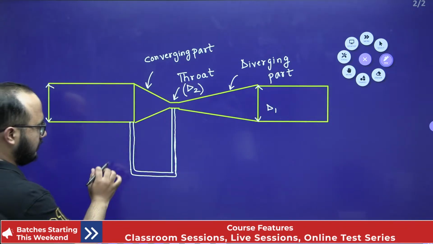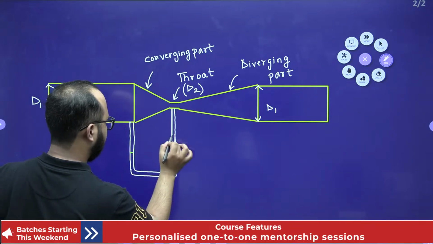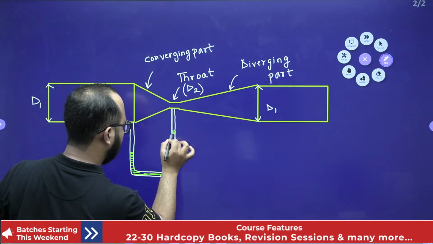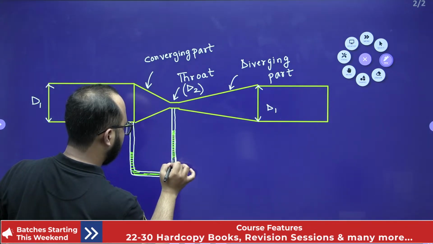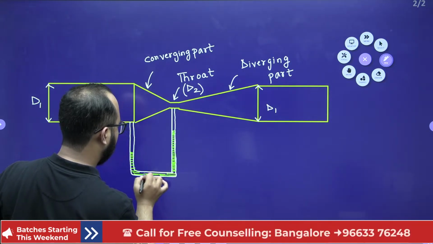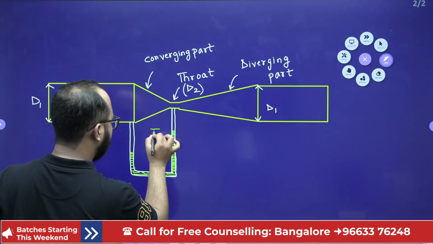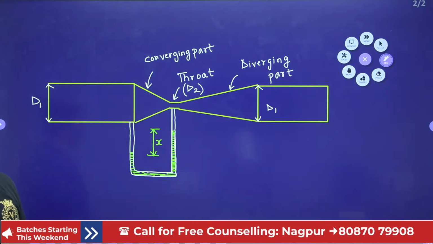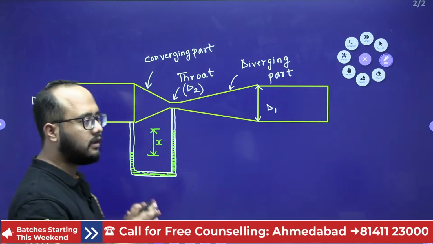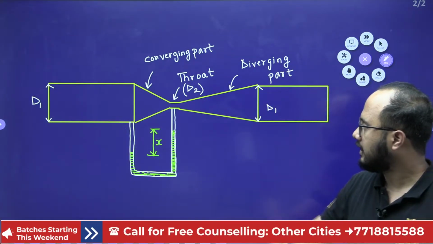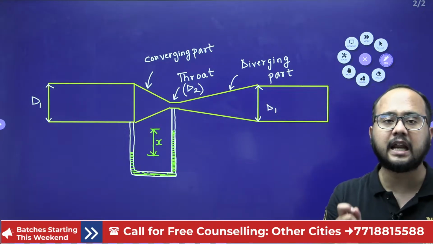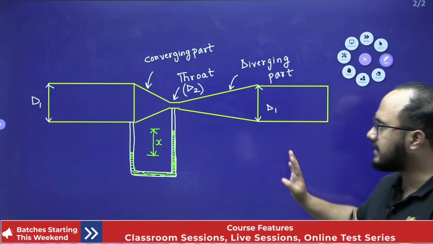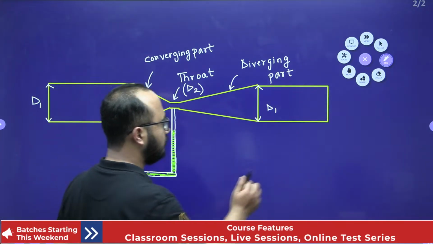Everyone, try to understand. Let's suppose this is the manometric fluid you are having, and this is the manometric deflection, X. So as far as the basic construction details of the Venturimeter are concerned, you can understand from this diagram: converging part, throat and diverging part. One by one I will discuss each part: first the converging part, then the throat, then the diverging part. Up to now the basic diagram is clear to everyone, yes or no? Please tell me first.